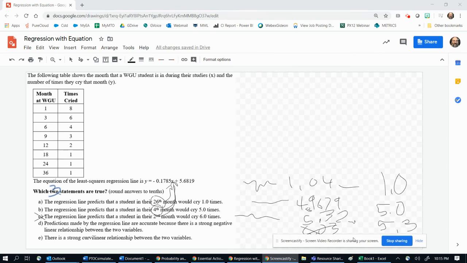Predictions made by the regression line are accurate because there is a strong negative linear relationship between the 2 variables. Well, there is a negative relationship between the 2 variables. That's absolutely true. But we don't really know whether it's strong, and worse yet, we don't even know if it's linear. So this one's very questionable.